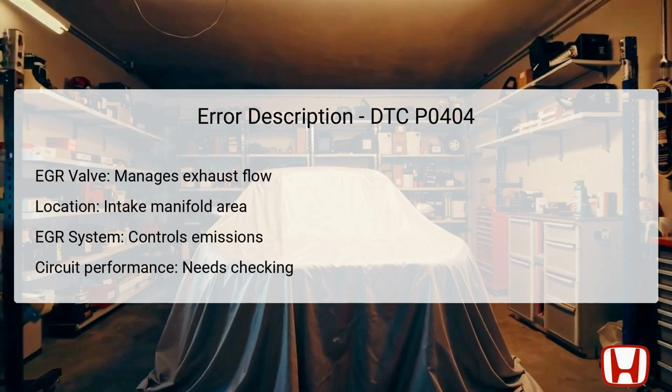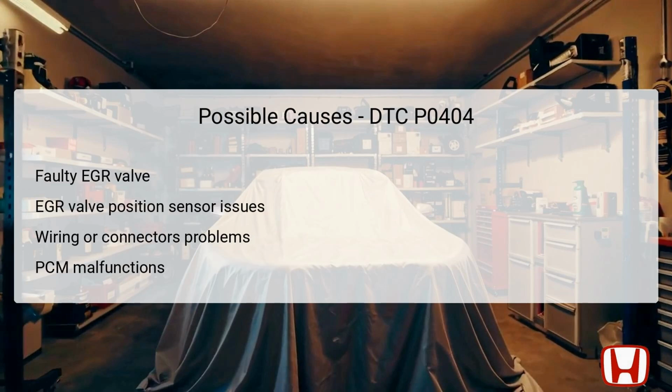The EGR system not only assists in maintaining emission standards, but also enhances fuel efficiency by preventing pre-ignition in the combustion chamber. However, when there is a circuit range or performance problem, the ECM detects it and activates the DTC P0404. The next steps in troubleshooting are vital to isolate whether the issue stems from the valve itself or its associated circuit.